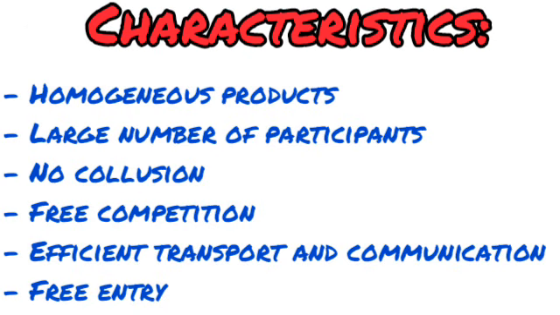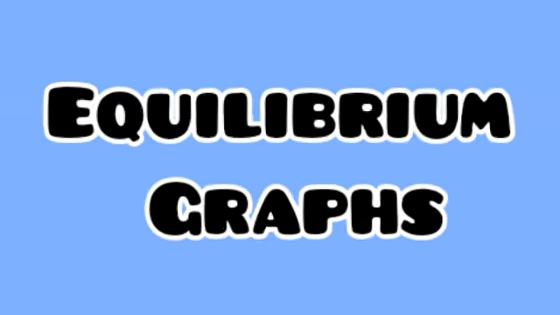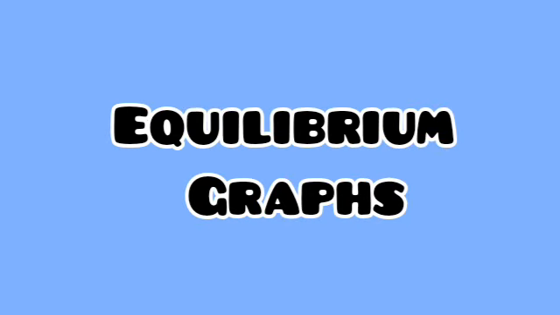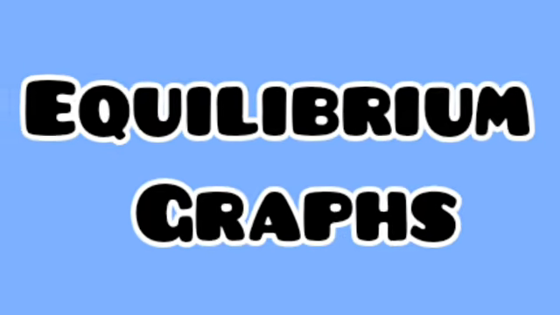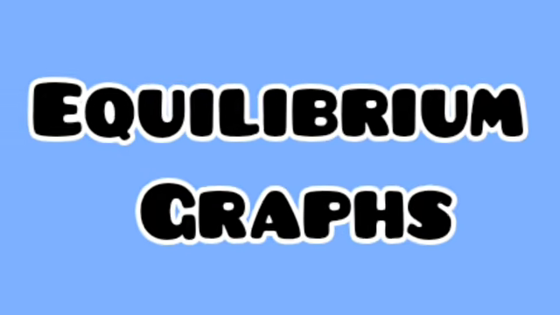Similarly with the communication, there is no gatekeeping of information, so the information is complete and it is free. And then we also have free entry into this type of market, meaning to start such a business will be easy. Next, we are going to get into the graphs in perfect competition. So we are going to look at interpreting equilibrium graphs.